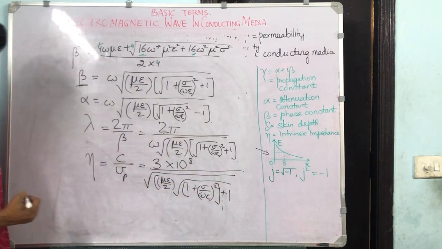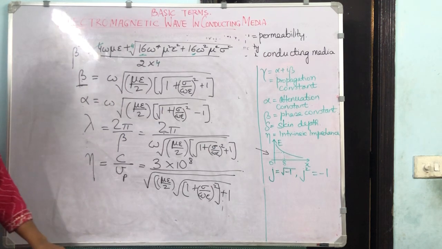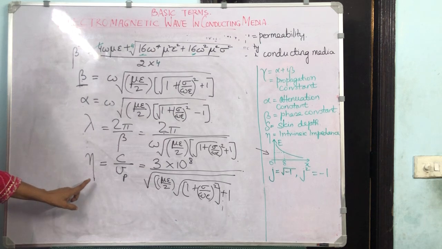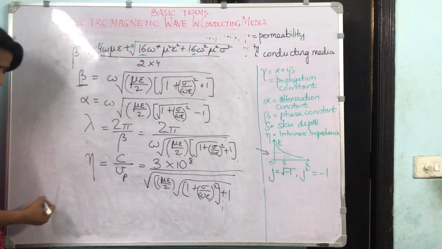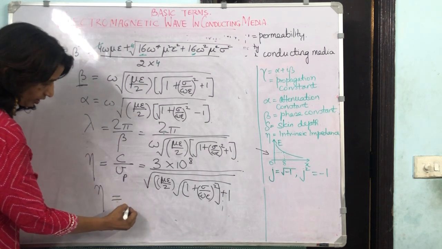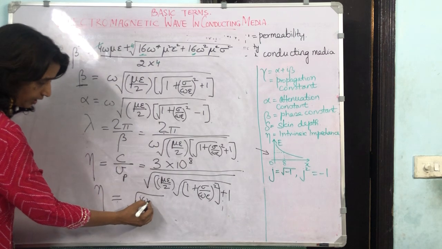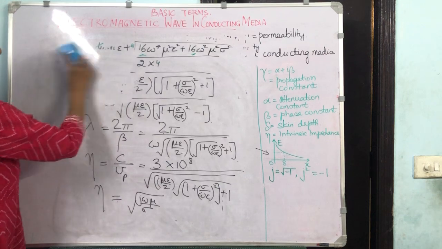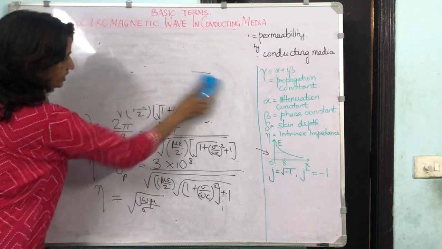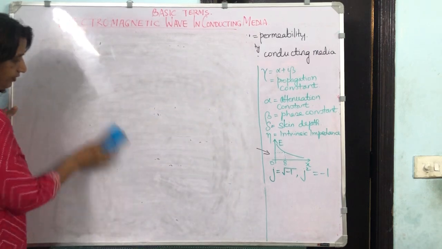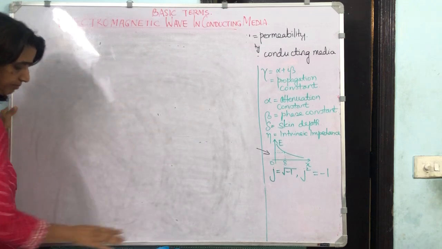This is the value of intrinsic impedance. There is another method also of finding out the intrinsic impedance formula, and we will get the value of intrinsic impedance for a conducting media as equal to j omega mu upon sigma. We will show you in short the other method of finding intrinsic impedance, that is the impedance offered by the wave when it travels in a conducting media.